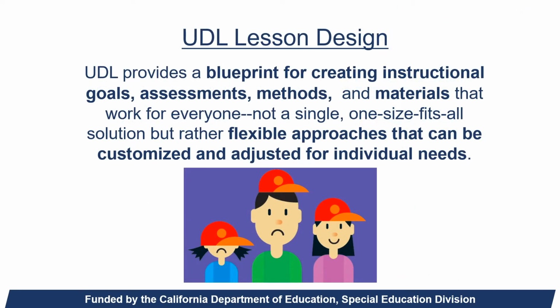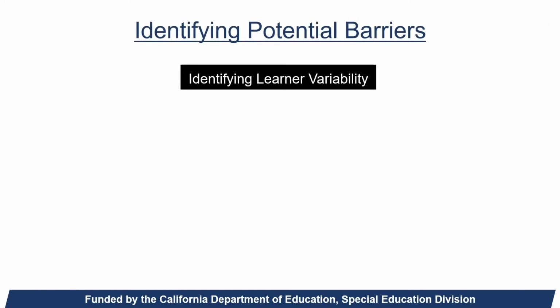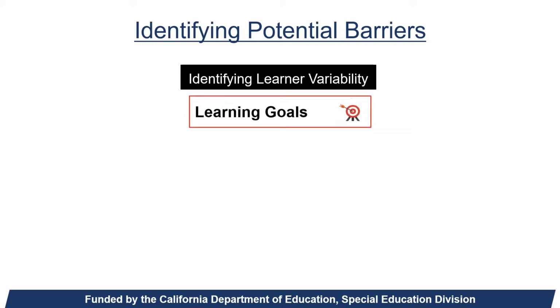UDL provides a blueprint for creating instructional goals, assessments, methods, and materials that work for everyone, not a single one-size-fits-all solution, but rather flexible approaches that can be customized and adjusted for individual needs. As previously mentioned, the focus is on the student at the center of lesson design. Following a very specific sequence or process, the process begins by identifying learner variability, or the diversity of learners. And throughout each step of the process, the focus is placed on removing barriers and mitigating those barriers through the lesson design. The first step is to develop learning goals that are standards aligned and barrier-free.